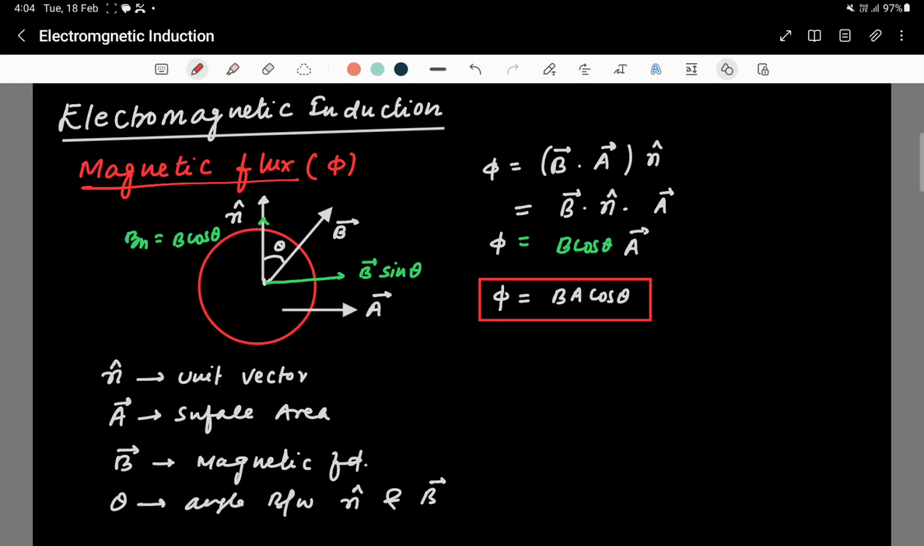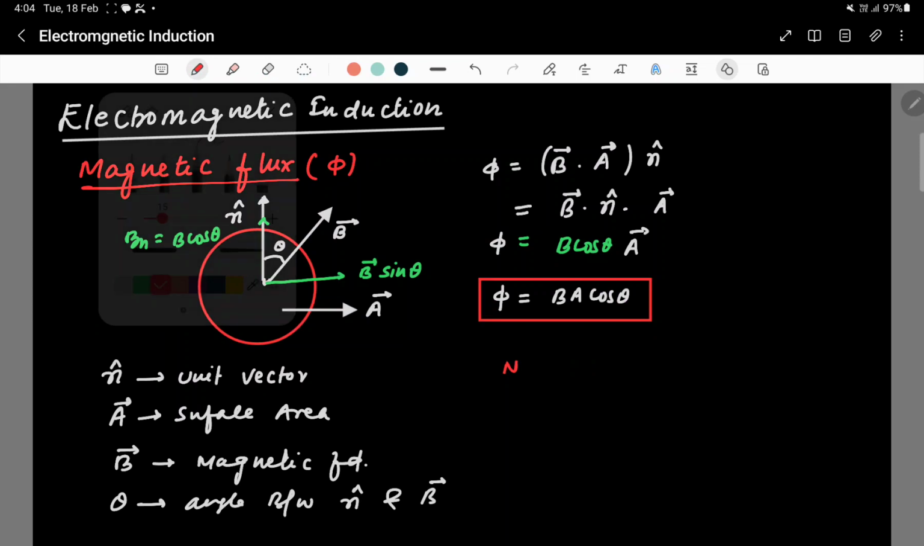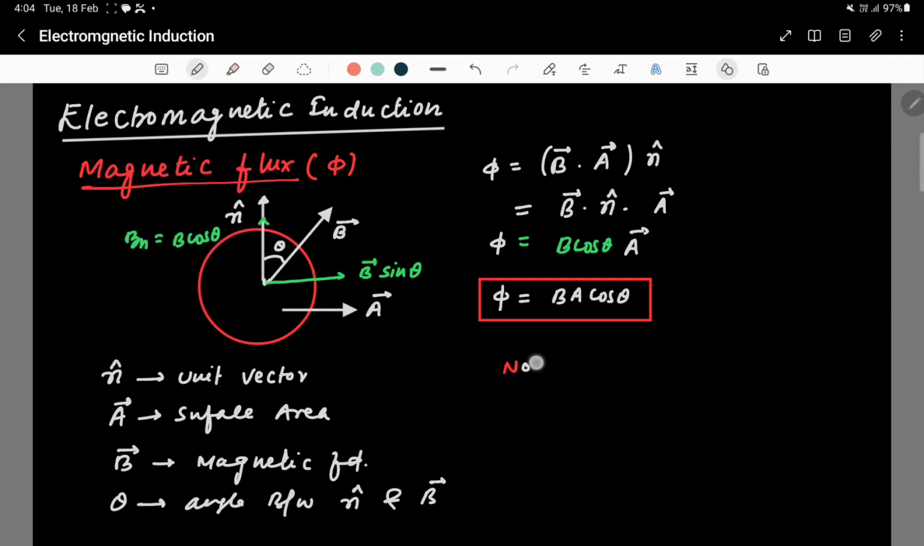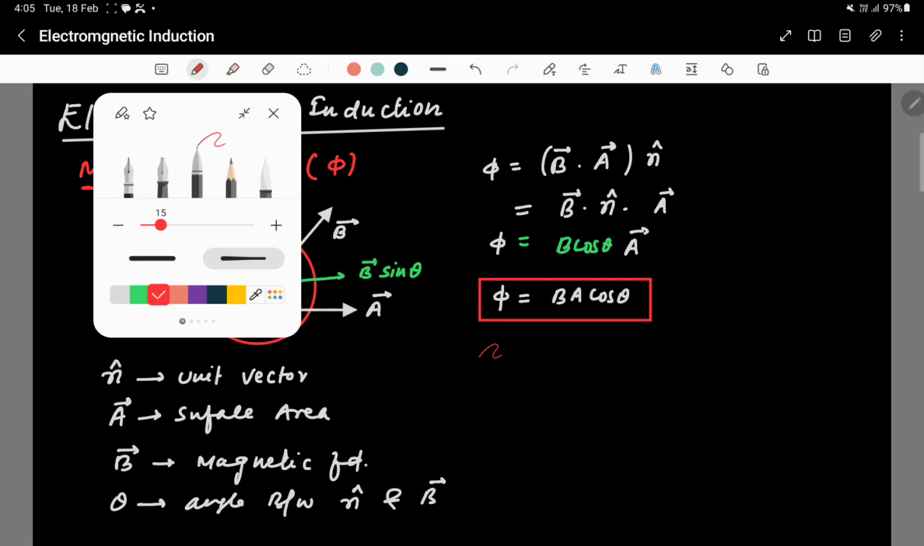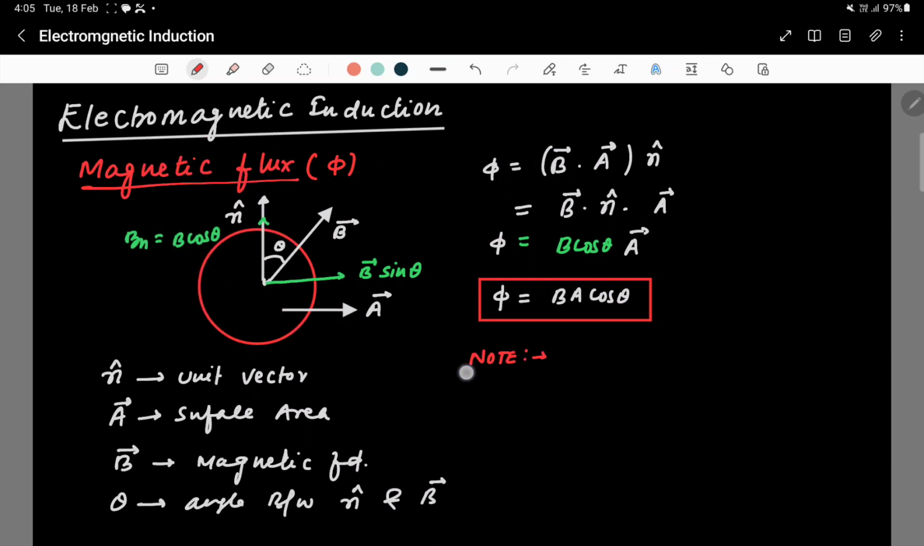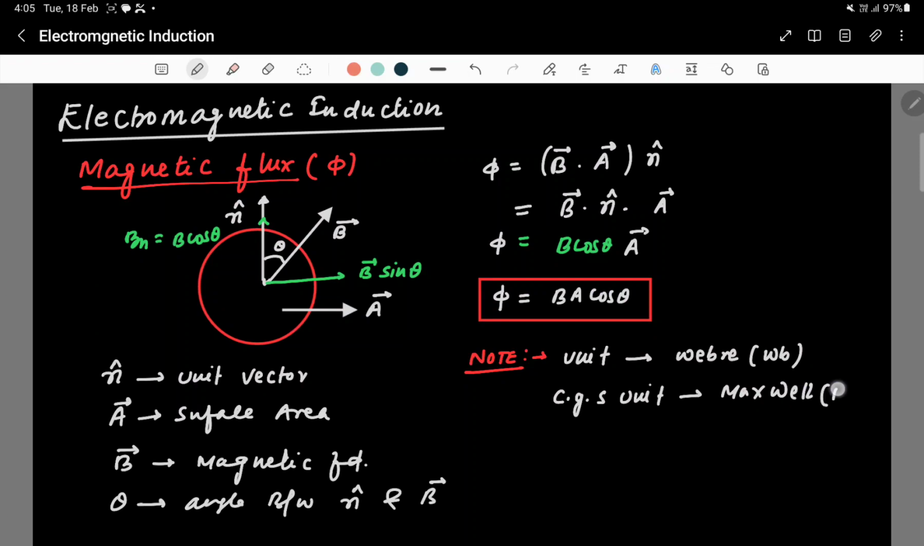So the next point here is, what is the unit of magnetic flux. The most important note point here is that the unit of the flux is Weber, and the CGS unit is Maxwell, that is called mx.